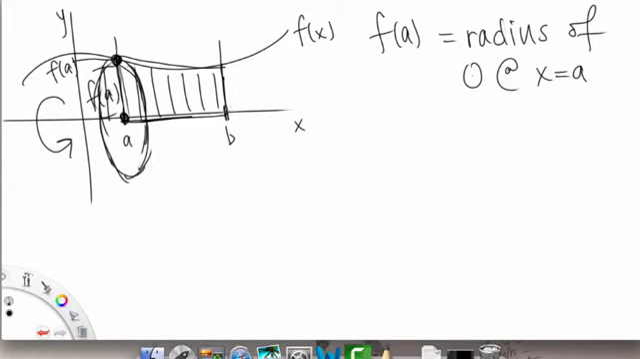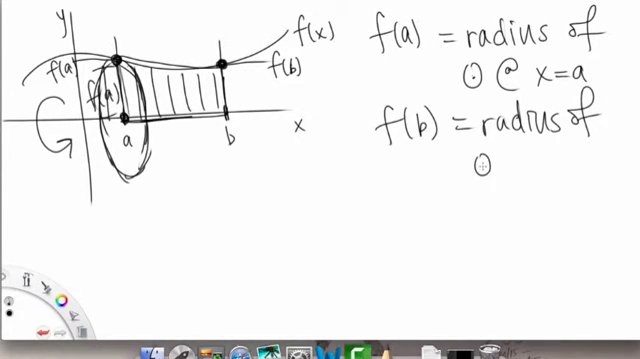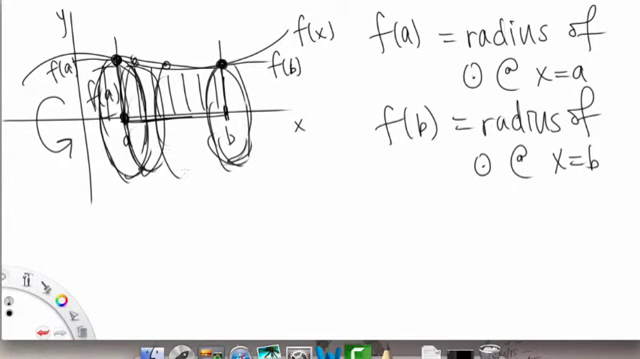Alright, so if we did the same thing for B, if we go up, this is going to be at the level f of B, so that'll be our radius at B. So f of B is the radius of the circle at x equals b. And this one's going to look like another circle, like this. Then we're going to do the same exact thing for all of the other points within. So then we're going to get some kind of solid that looks like this. It's going to look a little bit like so.